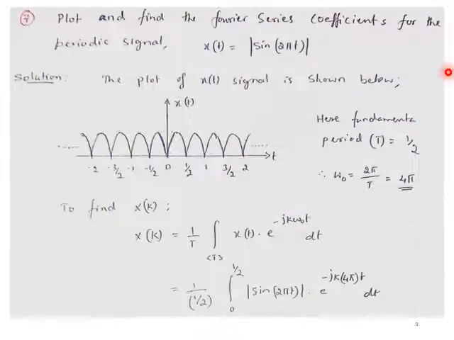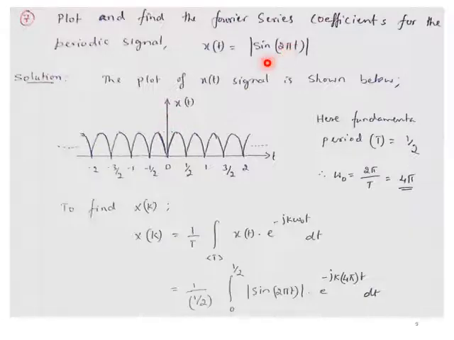The next problem I have taken is: plot the given signal and find the Fourier series coefficients for the given signal x of t equal to magnitude of sine 2 pi t. So I have to plot it, then find the Fourier series coefficients. For the plot of this signal, this is the magnitude that is considered. Without the magnitude, the signal is on both the positive and the negative side of the time axis.